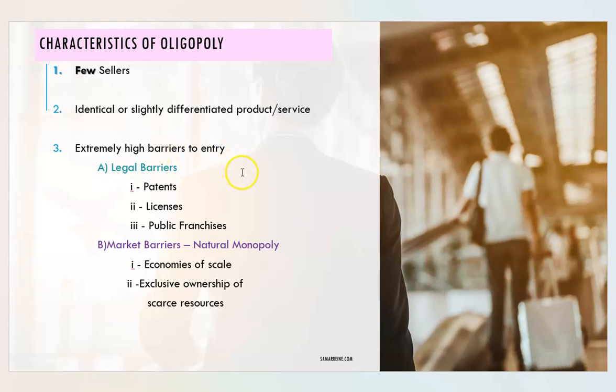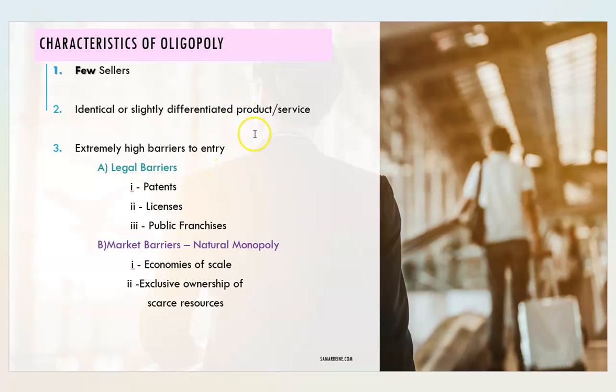Extremely high barriers to entry. Just like a monopoly, it also has patents, licenses, and public franchises. But instead of one company because of a patent, it's two or three. Instead of one license, it's two or three.